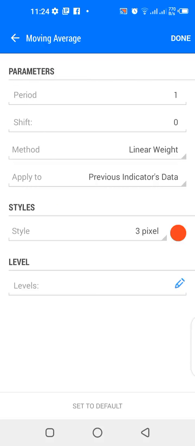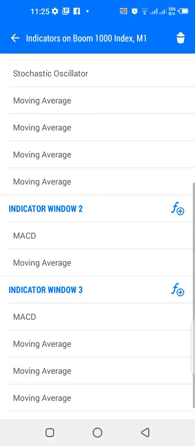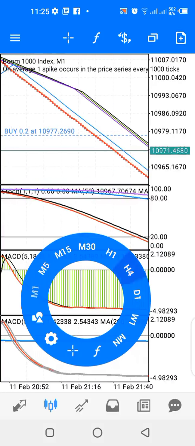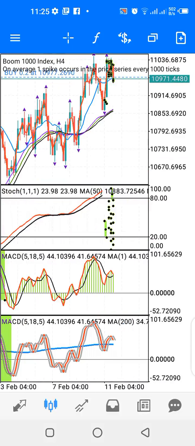Then we have moving average. It's a 1 period moving average, shift is 0. Method is linear weight applied to previous indicators data. The style color is red. All right, so let's go to indicator window 2, 4-hour time frame.